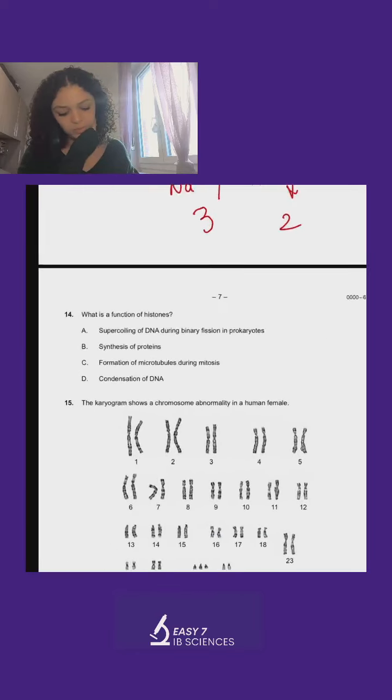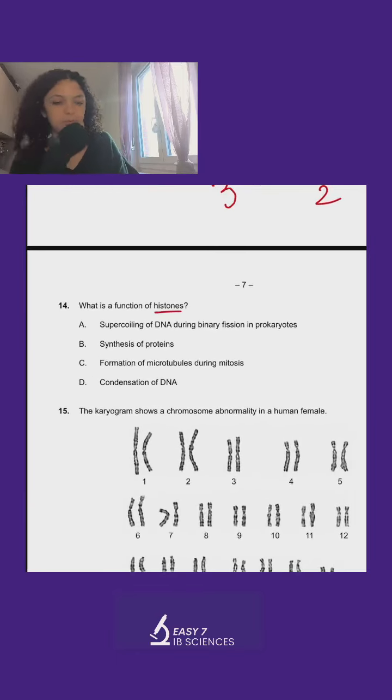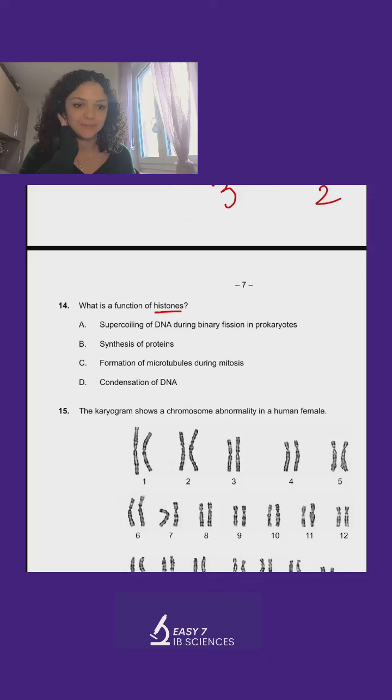Perfect. Next says, what is a function of histones? So histones are what? What do they help with? They're specific proteins that allow for what? Wow, someone already said D. You guys are fast readers. D, good. Yay, all of you guys are saying D. So D are specific proteins that allow for the condensation of DNA, supercoiling of DNA. Perfect, guys. You guys are doing very well.